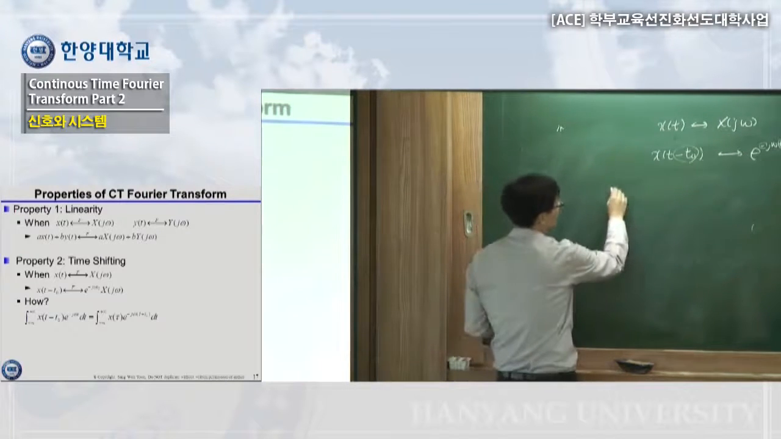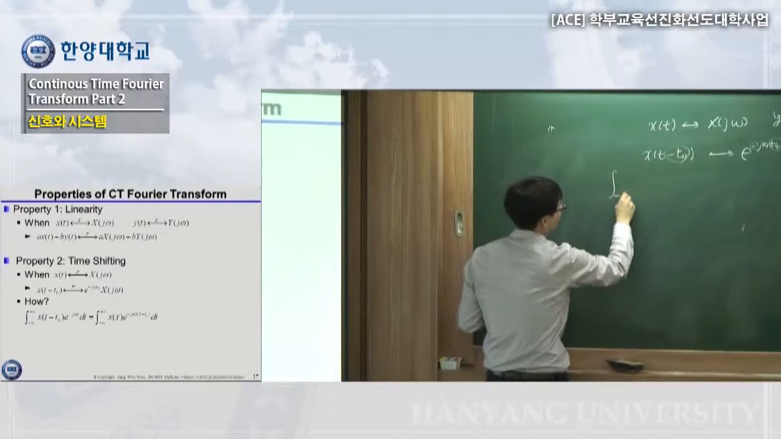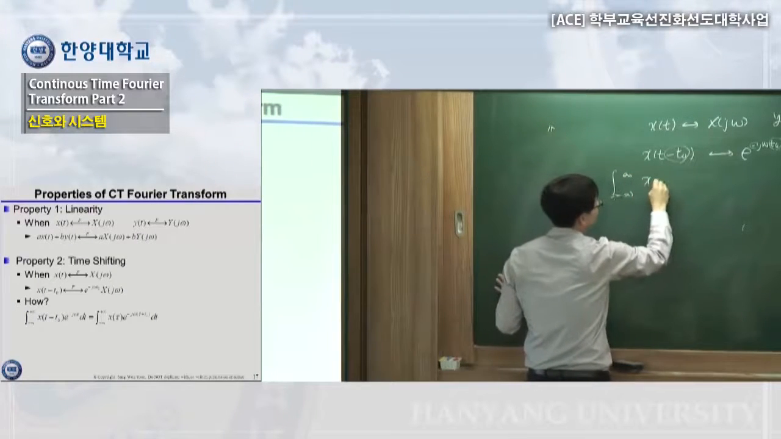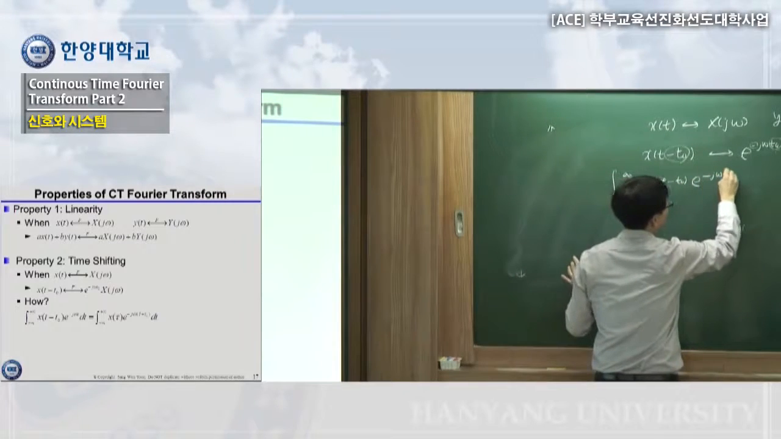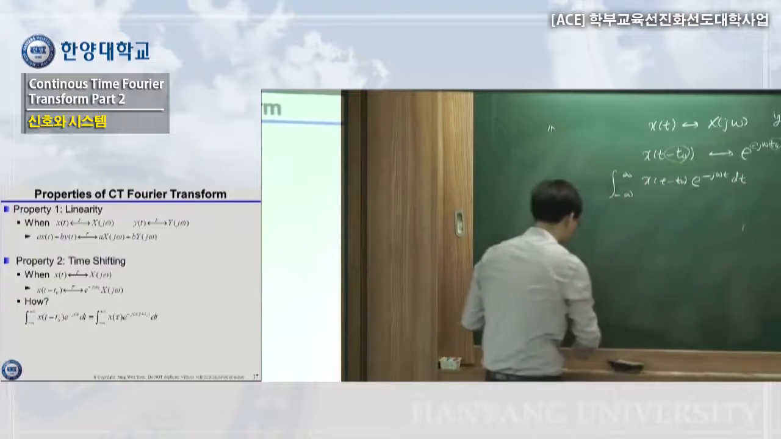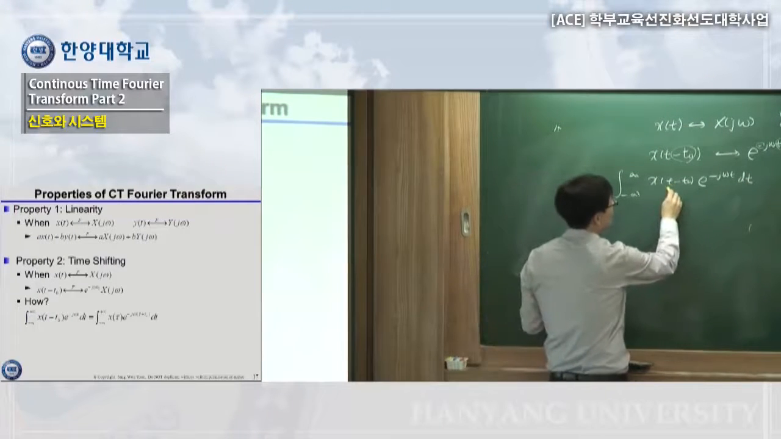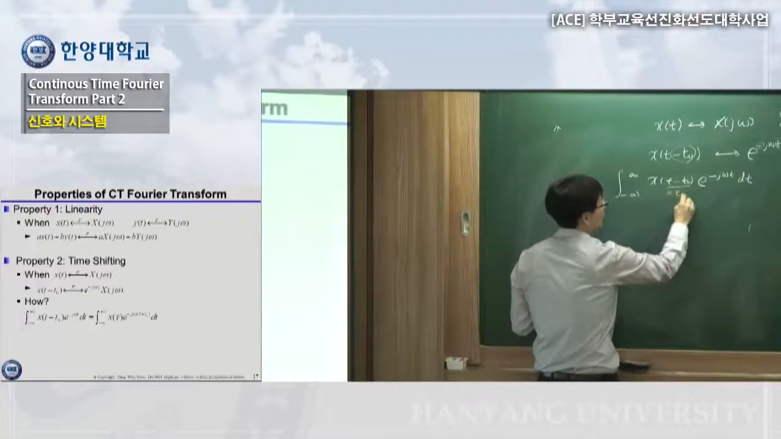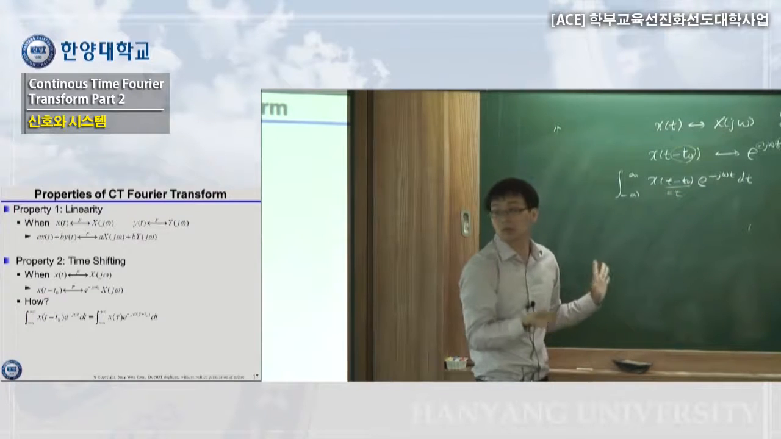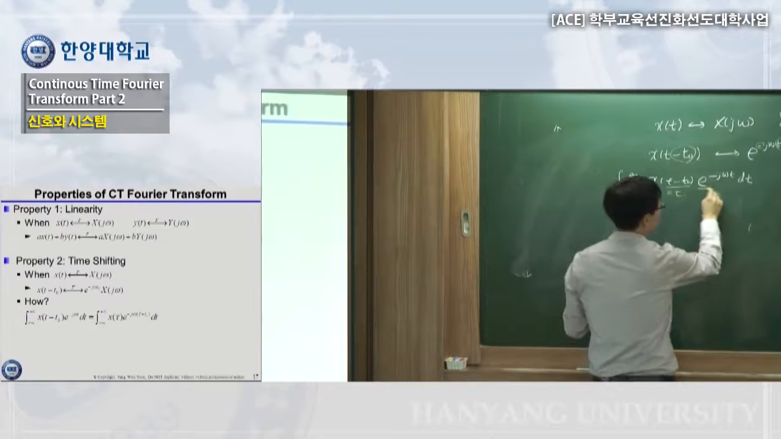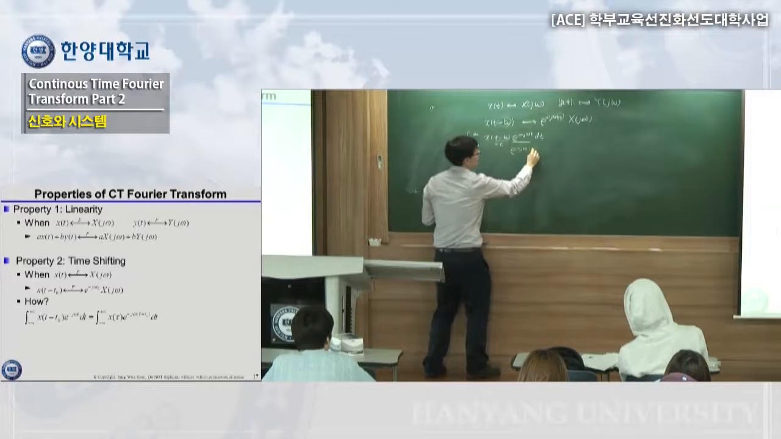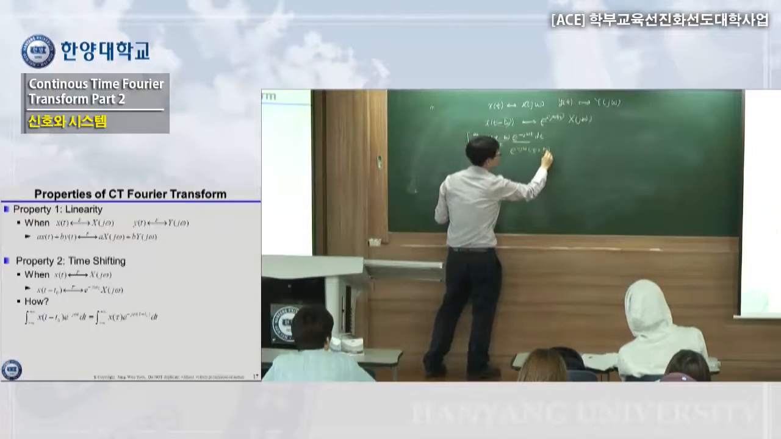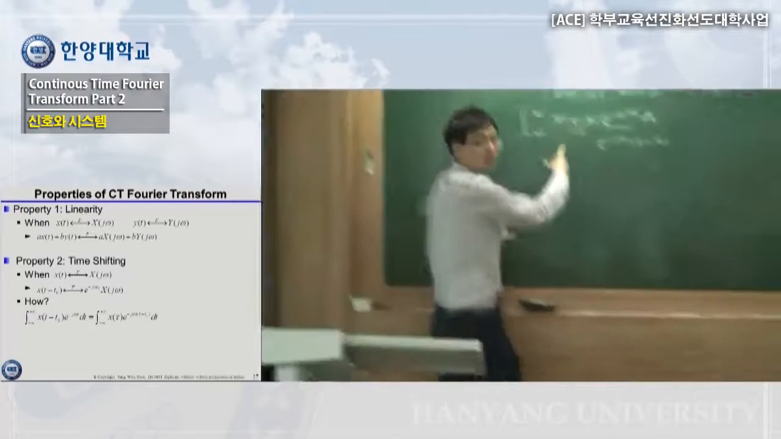How do you calculate? So if you say Fourier transform definition is minus infinity to infinity x(t minus t0) exponential minus j omega t. That's how you calculate in Fourier series. And let's put t minus t0 equals tau, some variable. And here minus j omega t becomes minus j omega (tau plus t0) now, and dt equals d tau.